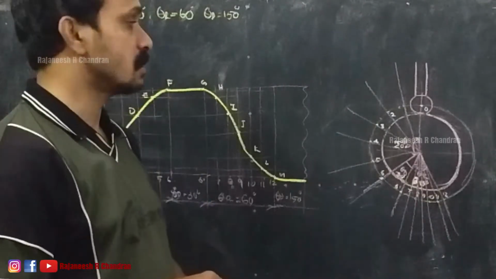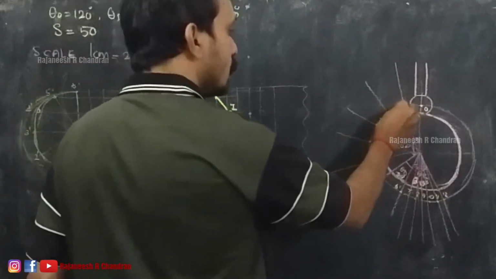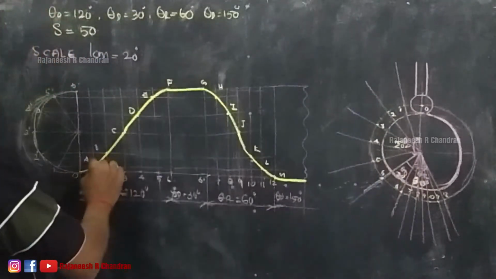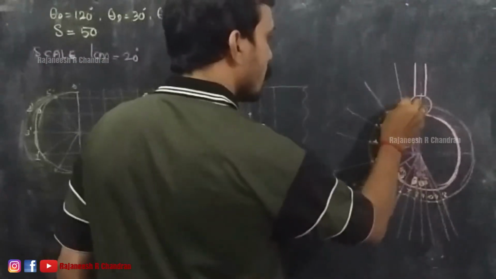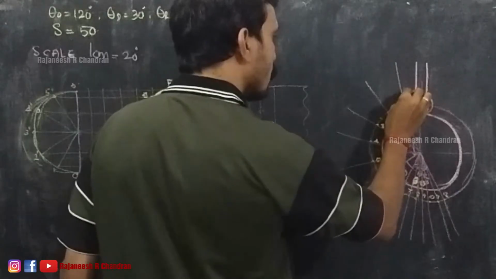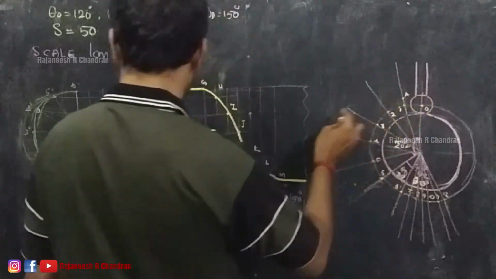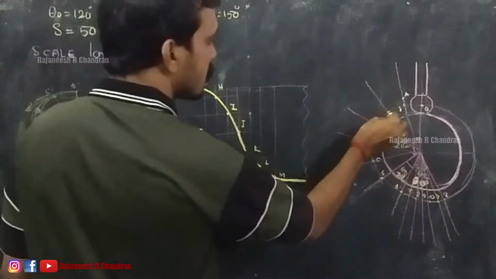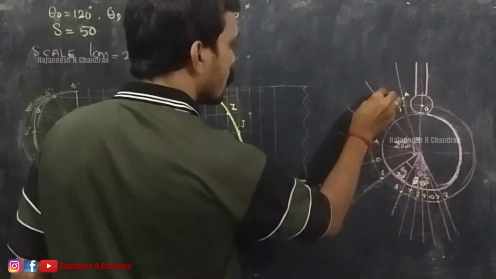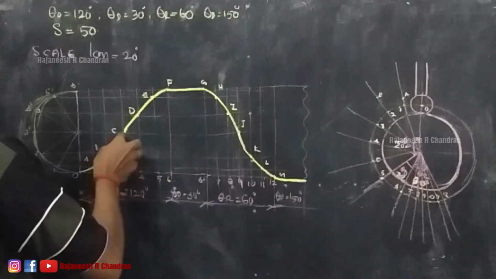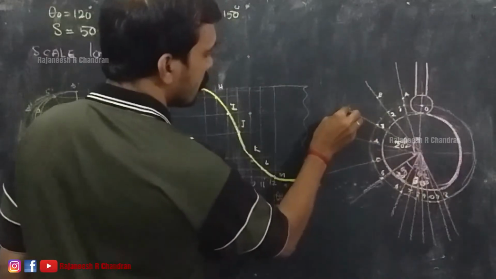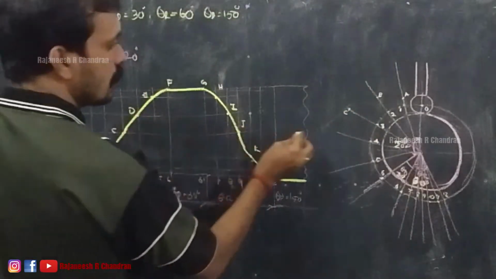What will be the next step? Through 1, take 1 line. Take this much distance. Mark a point here. That will be our A. Take 2B. Take that distance. Mark here. That will be our B. Take 3C. Mark here. Take 4D. Mark here.